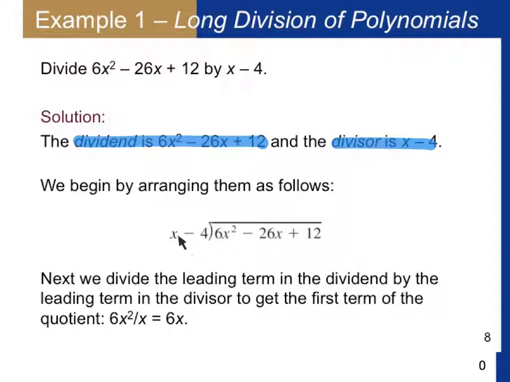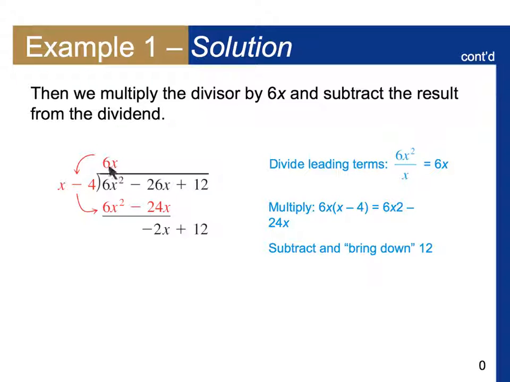But we have to multiply both parts times 6x, and we're trying to get rid of this term by term. So we start with this term and say, okay, x times 6x gives us 6x squared. So here's the 6x, and then we multiply the 6x times both of these to get 6x squared, and this becomes minus 24x. Okay, now we subtract, remember, just like we do with numbers.